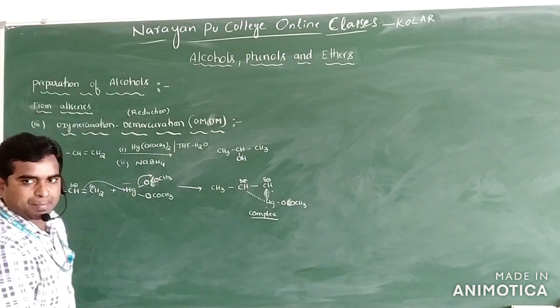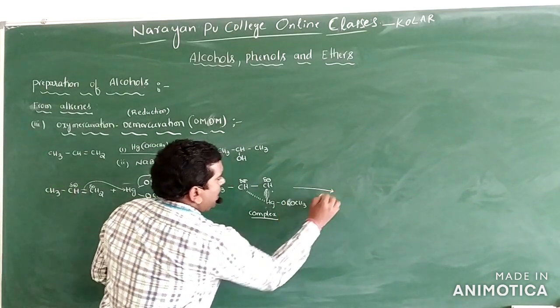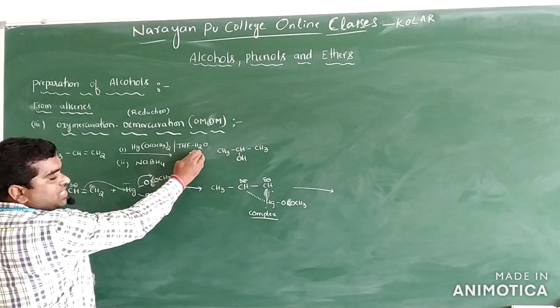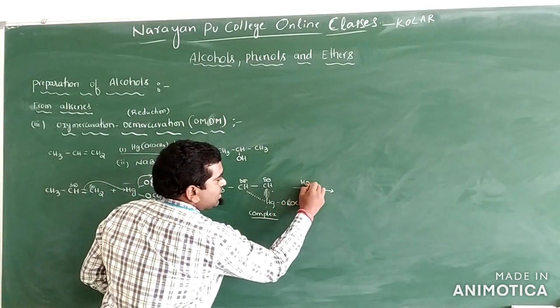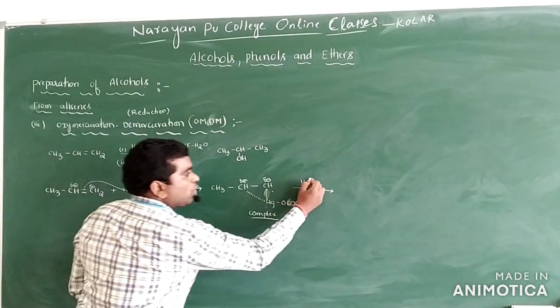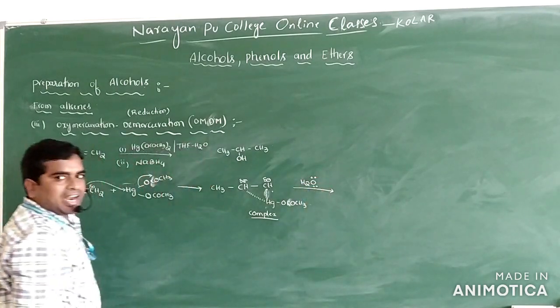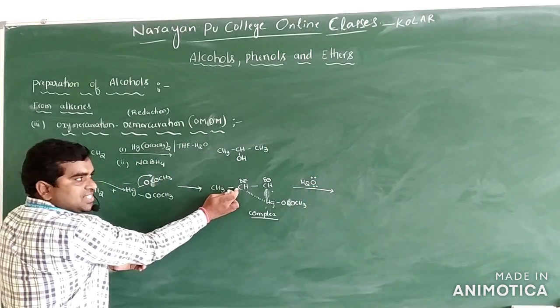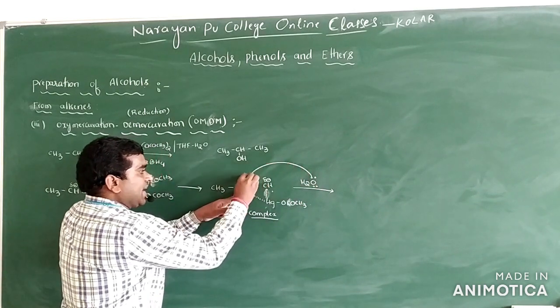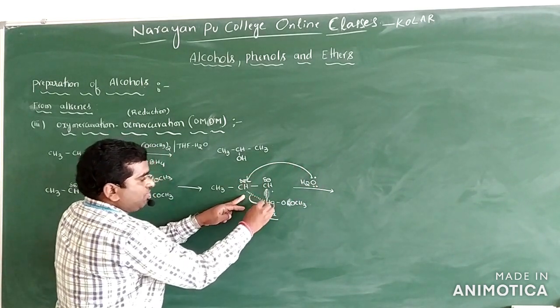Then what happens next? In the next step, what solvent is added here? What is the solvent here? Water, H2O. H2O is electron rich. Which one is electron deficient? This is electron deficient, so that's why the attack takes place here. This bond will break.